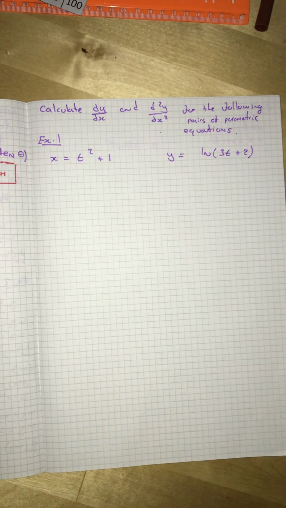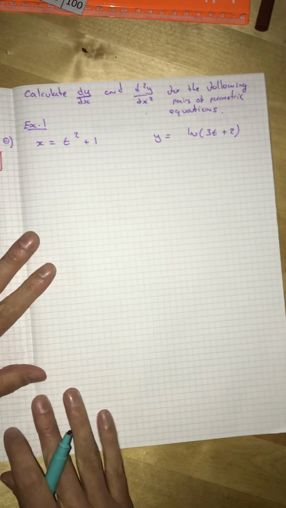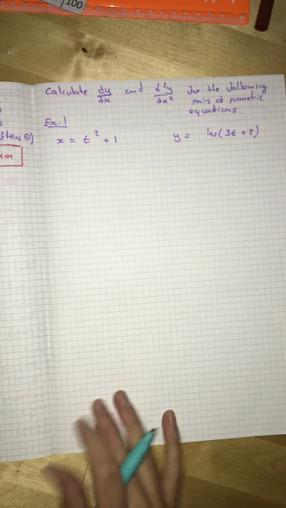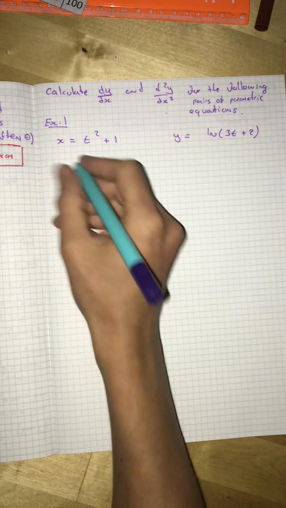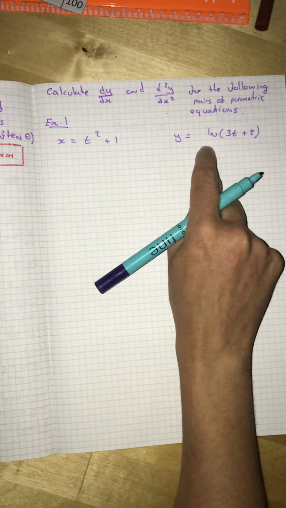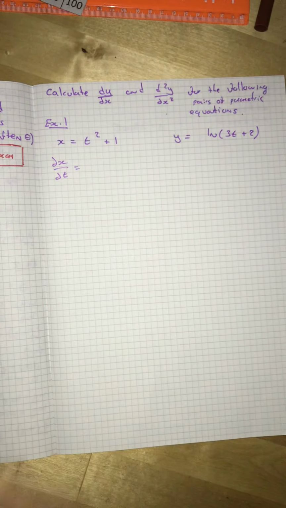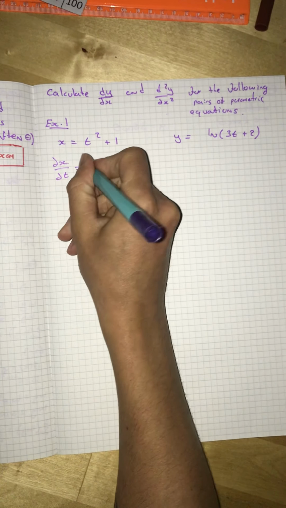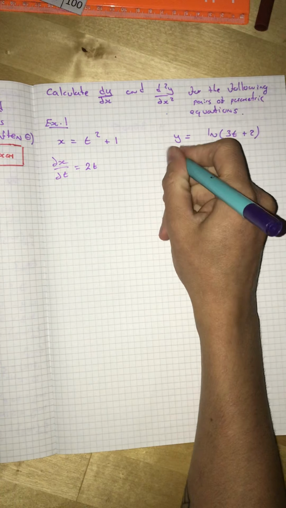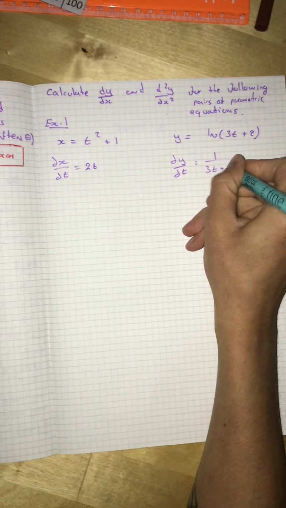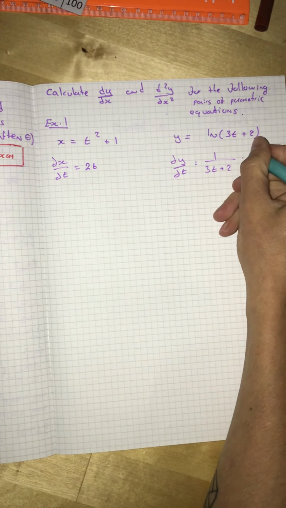So calculate dy by dx and d squared y by dx squared for the following pairs of parametric equations. So this could be like a polynomial like I've just described. Well, that's not a polynomial. So first thing we need is to differentiate both of them with respect to t. So it's just regular differentiation. Differentiate that with respect to t, we get 2t. That disappears. Differentiate a log function times the derivative that's inside the brackets.